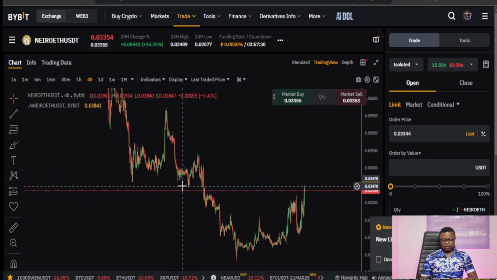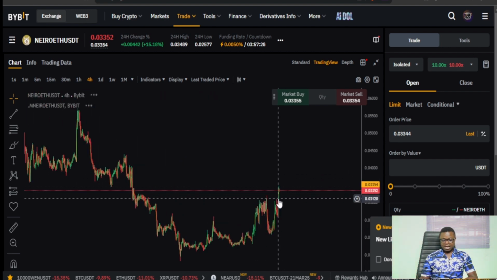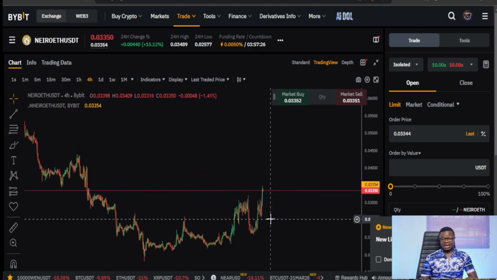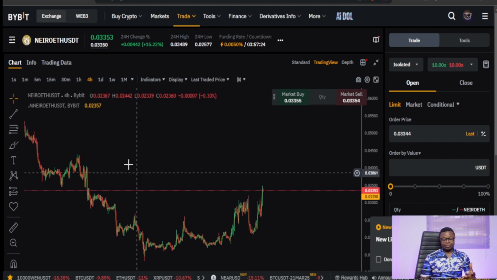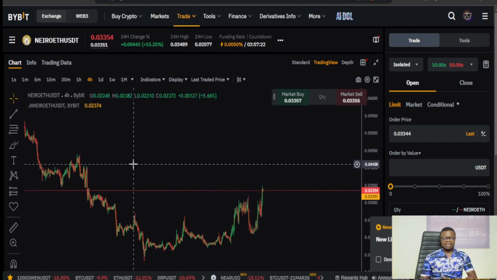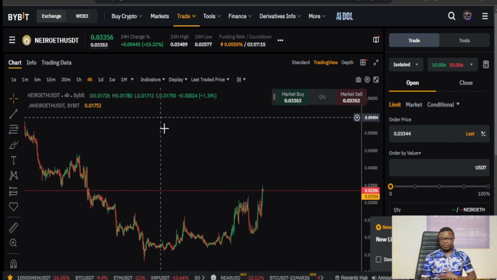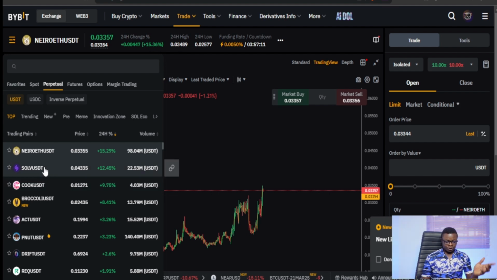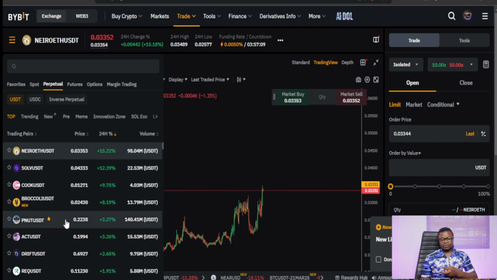So there could be a possible rejection around this area, and we want to just monitor that and see how it plays out, and then take our trades, okay? So if that be the case, if Narrow It, let's say in the next few hours, actually starts dumping, you can get a 10-20% dump from this market going forward, all right? The same thing applies if you are going to trade the other tokens that you see here, and they equally have a potential moving up.